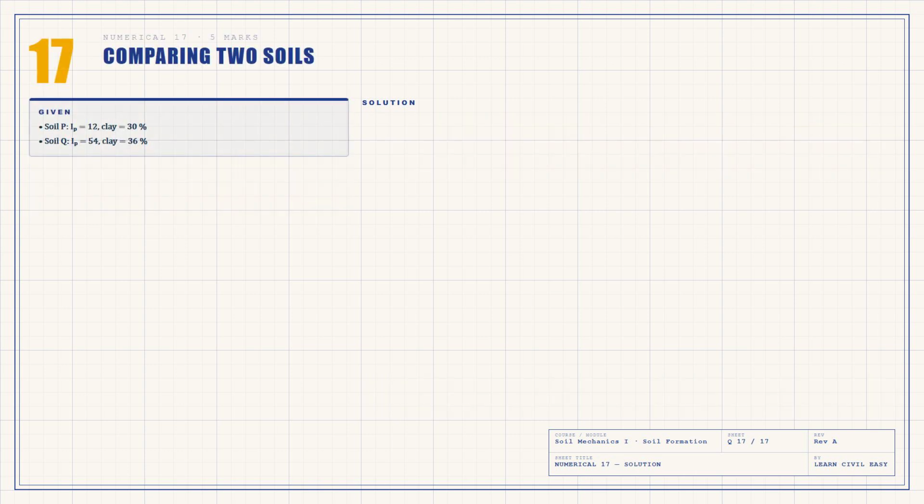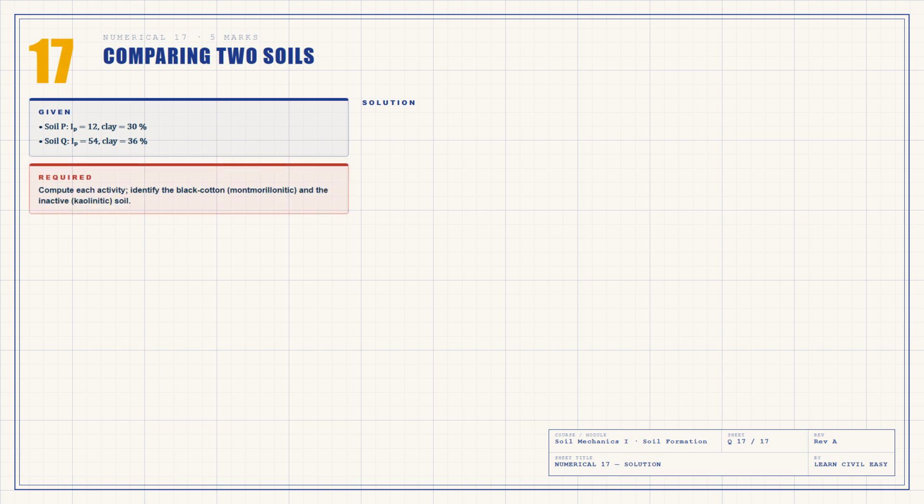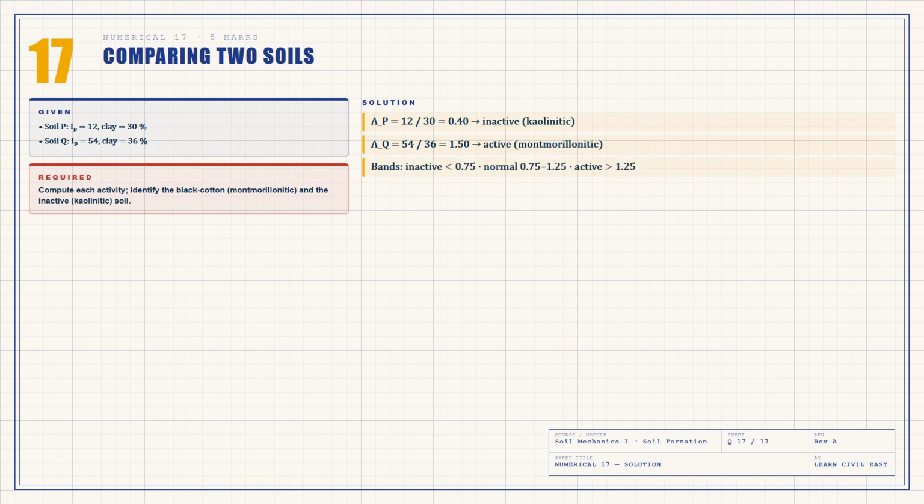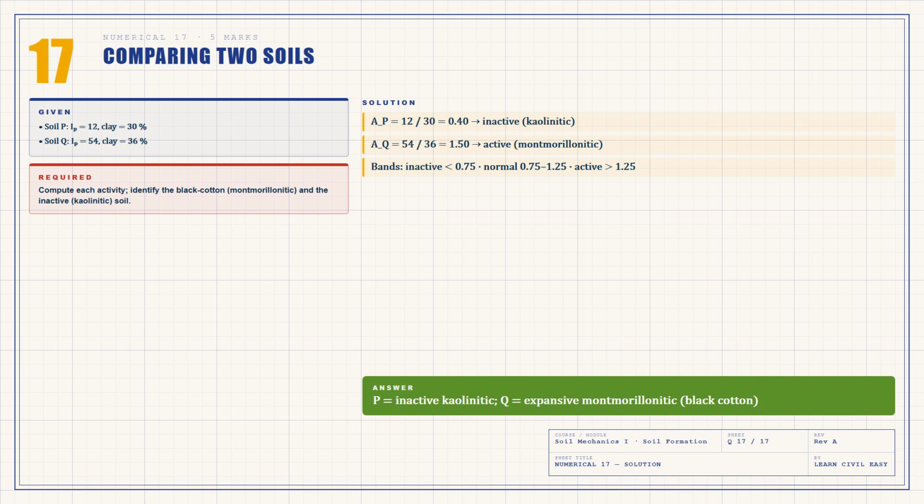Question 17. We compare two soils. Soil P has a plasticity index of 12 and a clay fraction of 30%. Soil Q has a plasticity index of 54 and a clay fraction of 36%. Step 1. Activity of P is 12 divided by 30, which is 0.4. Step 2. Activity of Q is 54 divided by 36, which is 1.5. Step 3. Soil P with activity below 0.75 is inactive, that is kaolinitic. Soil Q with activity above 1.25 is active, that is montmorillonitic. So soil P is the inactive kaolinitic soil and soil Q is the expansive black cotton soil.